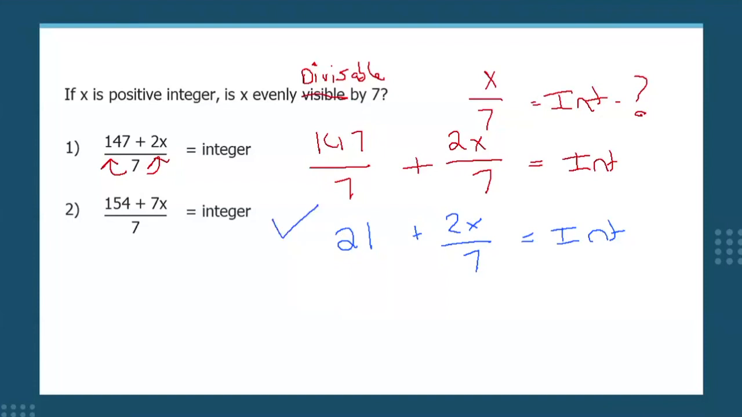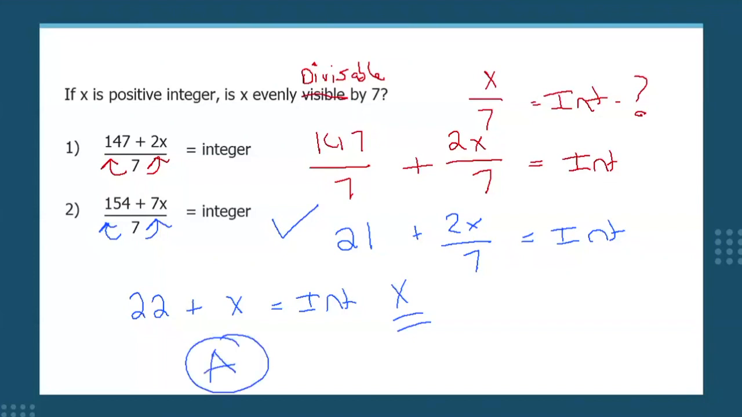Moving on to statement 2, doing the same type of distribution of the denominators. After fully simplifying, you get 22 plus x is an integer. And then, of course, what can x be? Anything: 1, 2, 3, 4, 5, et cetera. Some of those values are divisible by 7. Some of them are not. Insufficient. The answer is A. All right, so that one wasn't too bad.